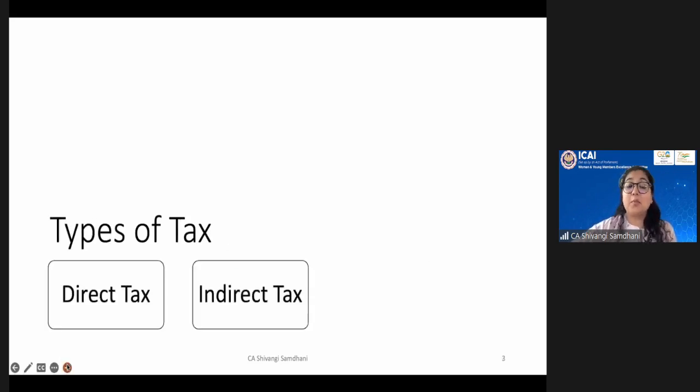Taxes from those ages have been collected in two ways: direct tax and indirect tax. Direct tax is one which is collected directly from the person, and it is to be paid directly by that person to the government. Whereas indirect tax is imposed on goods or services and it is paid to the government, however, through a third party. So both concepts, direct tax and indirect tax, are old concepts.